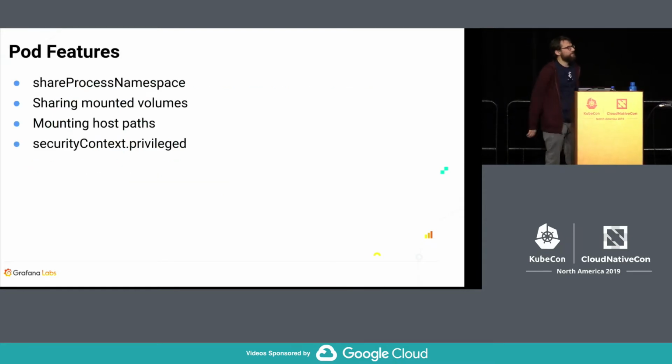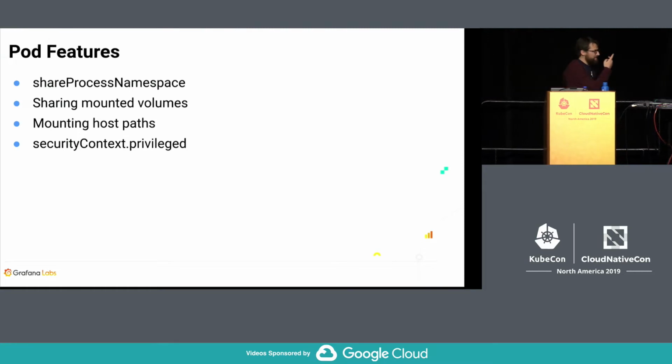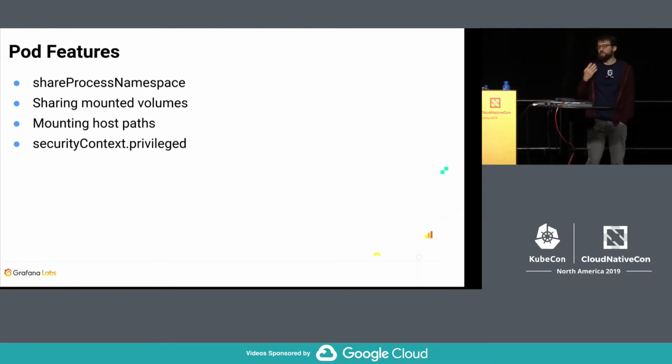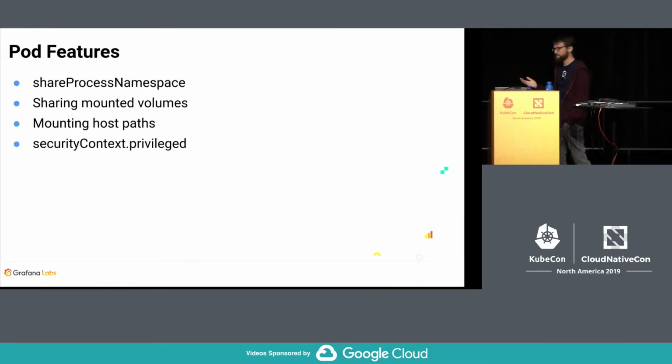Okay. So what features are we going to use? What elements of the pod spec do we need to pull this off? The top guy here, share process namespace. This is the most important of all of the four. This is the field that makes any of this possible.